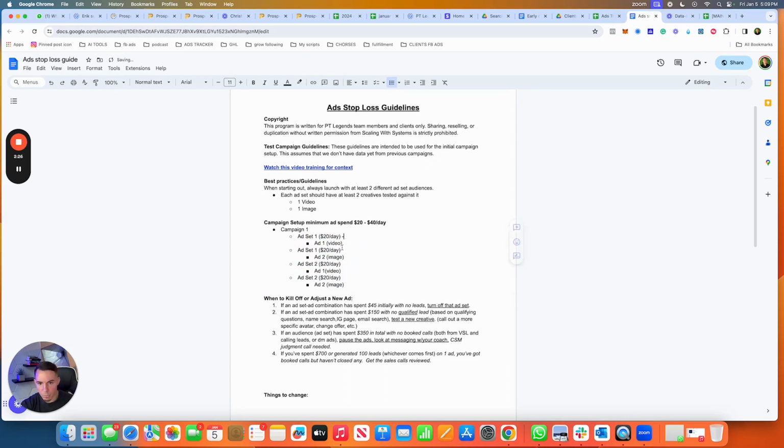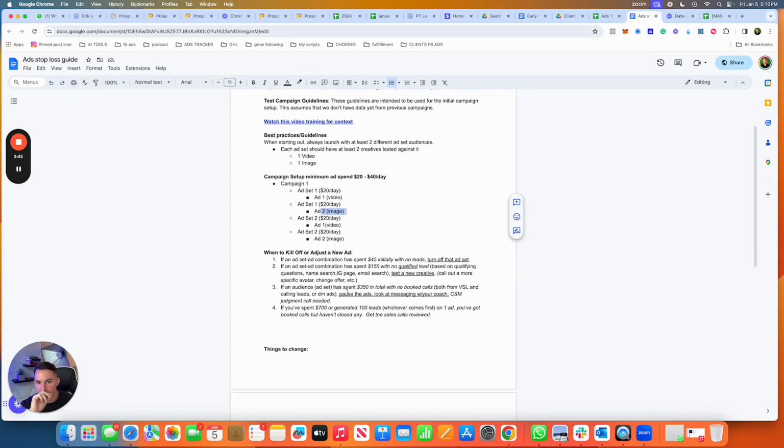So in total, this whole ad campaign would be spending $40 per day, not 20, 40, 60, 80. It would be spending $40 per day, $20 on this ad set and $20 on this ad set, and it would be split between an image and a video. That's going to allow us to know which one is performing better, the video or the image, and also which audience is performing better.